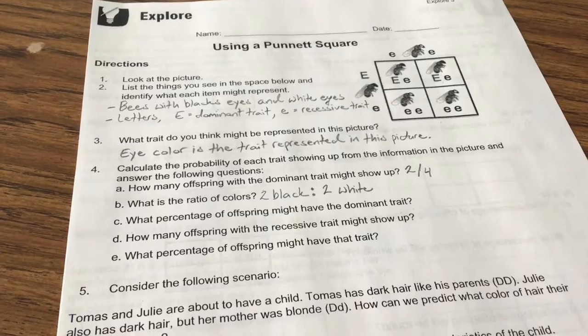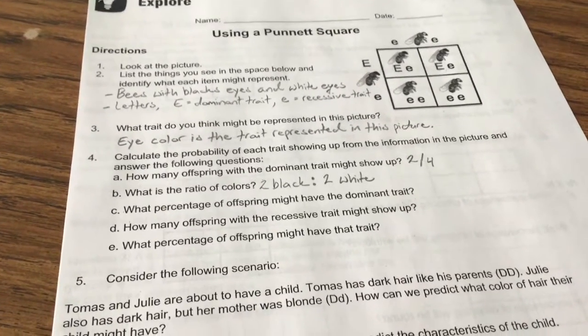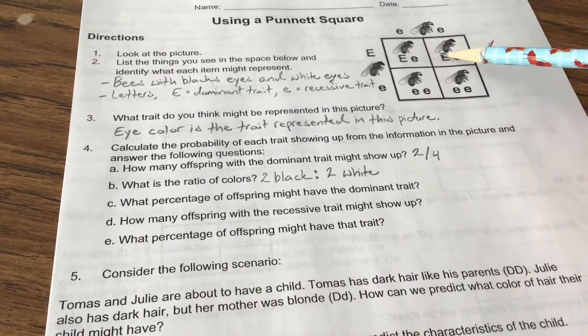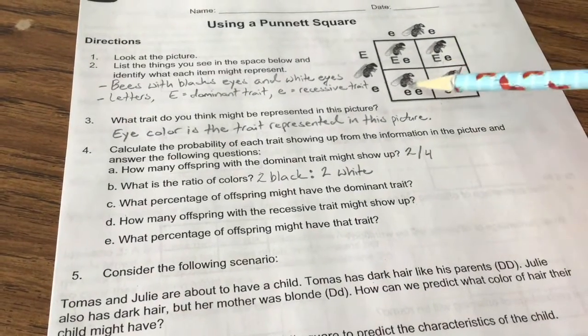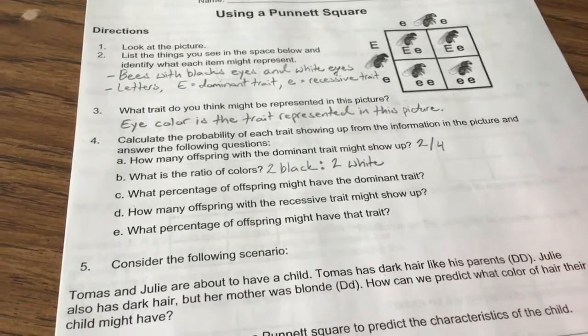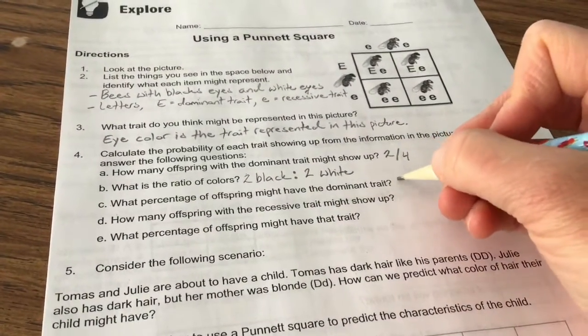Question 4C asks, what percentage of offspring might have the dominant trait? Again, we're looking at black as the dominant eye color trait, and we have 2 out of 4, and if we calculate that into percents, that's half of the offspring, which would be 50%.